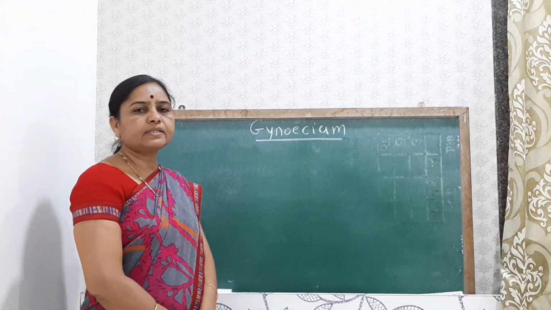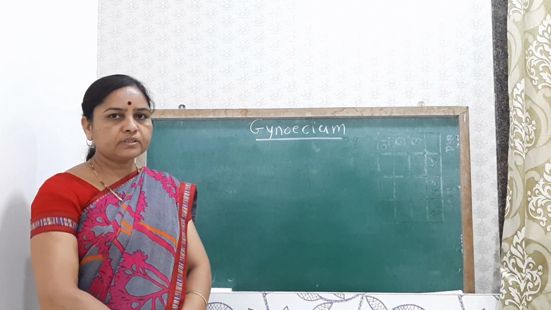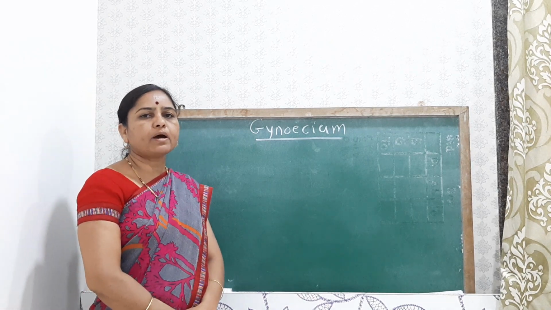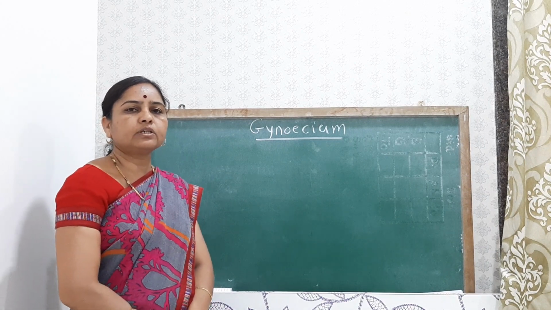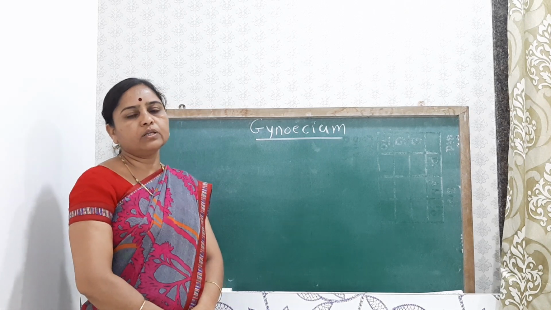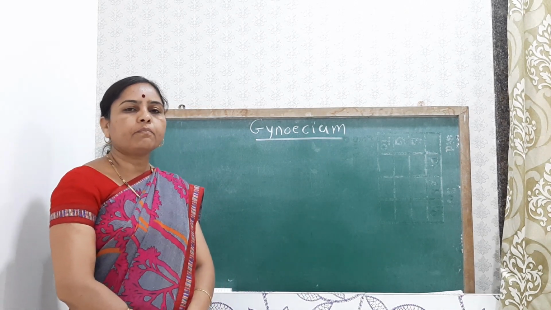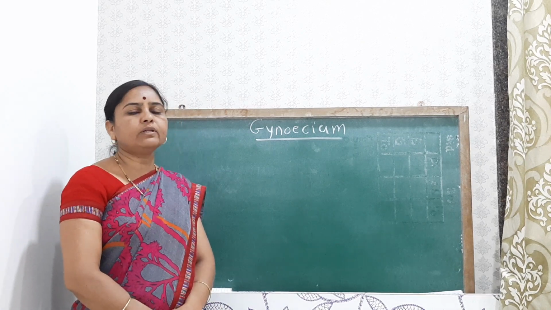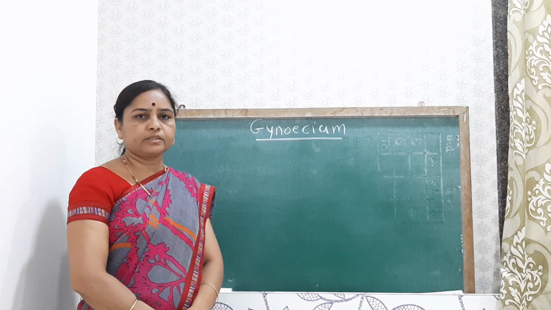Students, in the last lecture we have seen how the structure of the androecium, the male reproductive part of the flower, is. Then we have also seen the anther, and how the structure of the pollen grain or the microspore is. Then we also saw how the development of the male gametophyte takes place.